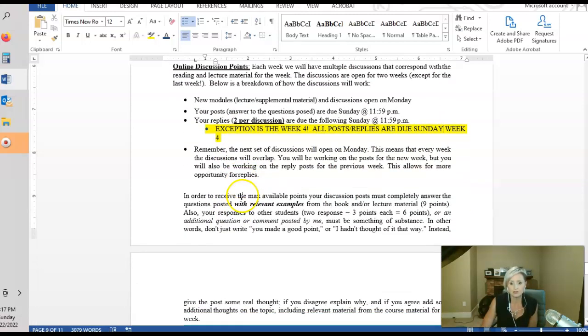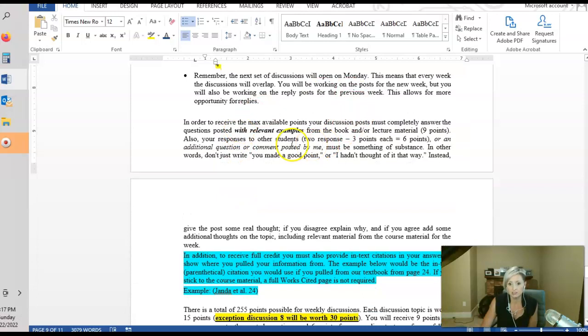Okay, so in order to receive max credit, you have to do both the post, which is worth 9 points, and the 2 reply posts, which are worth 3 points each, total of 6, total of 15 altogether. And I do have some requirements for both the post and the replies.